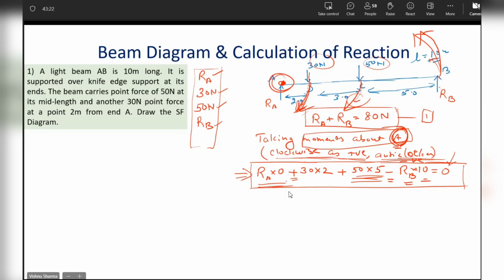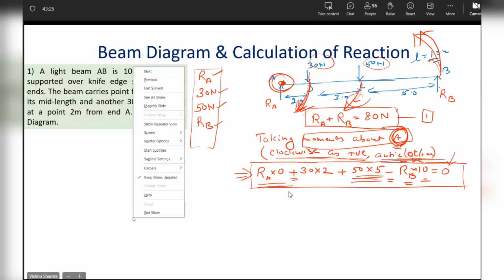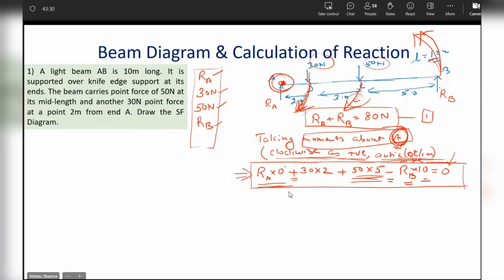Now you understand why I was suggesting you to take the moments about one of the supports. What has happened is by taking moments about A, your RA moment has become zero. So RA goes out of the equation. So what happens is you get RB equal to 60 plus 250 by 10, that is 31 newtons. Please have a good look at it. This will be the first step of every question. And let me know if there is any challenge that anybody is facing.